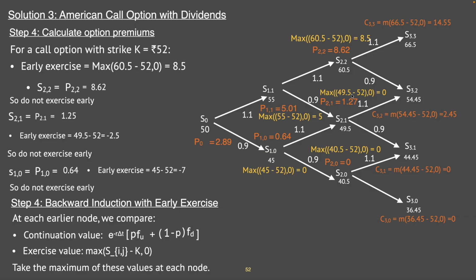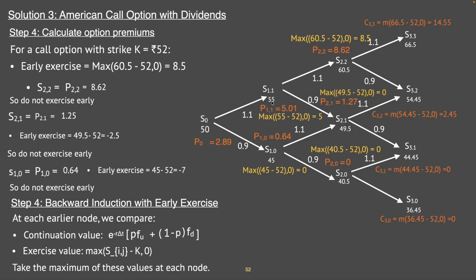Here max of 49.5 minus 52 comma 0, it is 0. Here again, if you hold the option, we may get 1 rupee 27 paisa, whereas if you try to exercise now, you will not get anything. The option will expire worthless here. Similarly, at stage S20, max of 40.5 minus 52 comma 0 is 0, whereas P20 is also 0. So it makes no difference whether you exercise the option early or hold the option, because both the values are equal to 0. Now let us come to this stage.